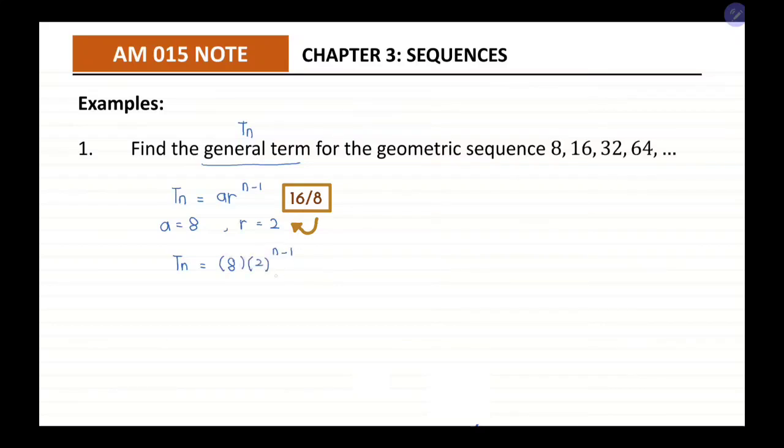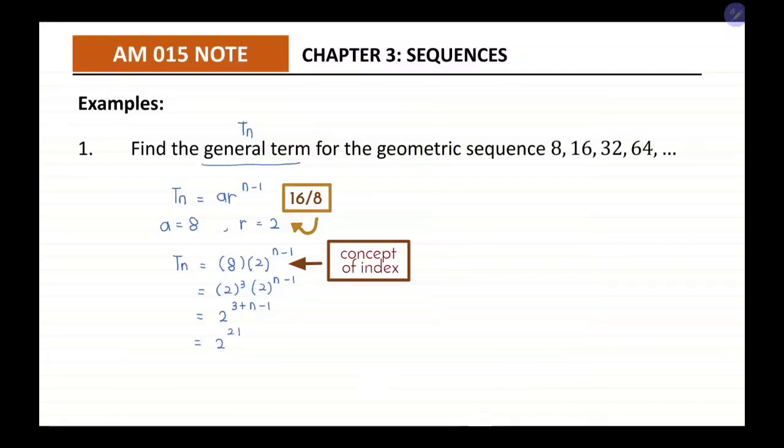Okay, to solve this, we use the concept of index. So 8 we can change to base 2, which is 2 to the power of 3, times 2 to the power of n minus 1. Since the base is the same, we can combine the powers. So it becomes 3 plus n minus 1. Then we solve, 2 to the power of 2 plus n. So we conclude the general term for this sequence is 2 to the power of 2 plus n.